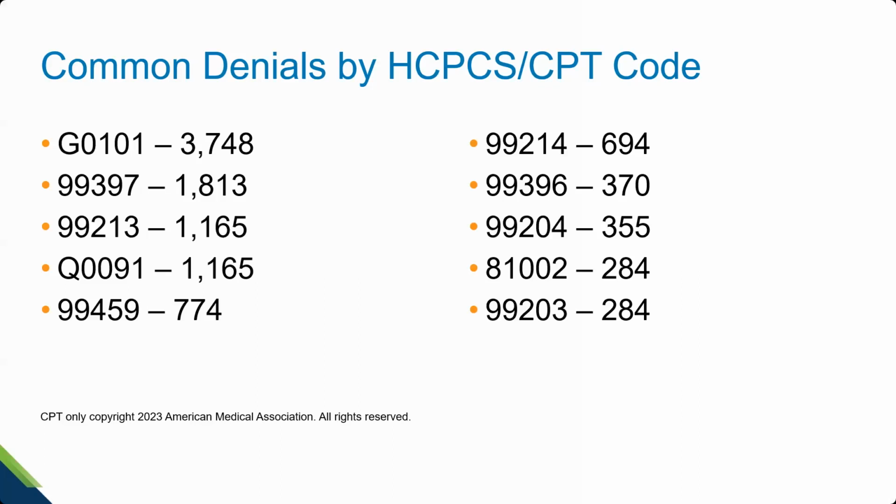99396, preventive E&M, established visit between 40 and 64 years of age. Non-covered service. Most of our beneficiaries are 65. This is a non-covered service. Medicare doesn't pay for this item or service, and the physician or supplier that is not eligible to receive payment are the other reasons we're denying that.